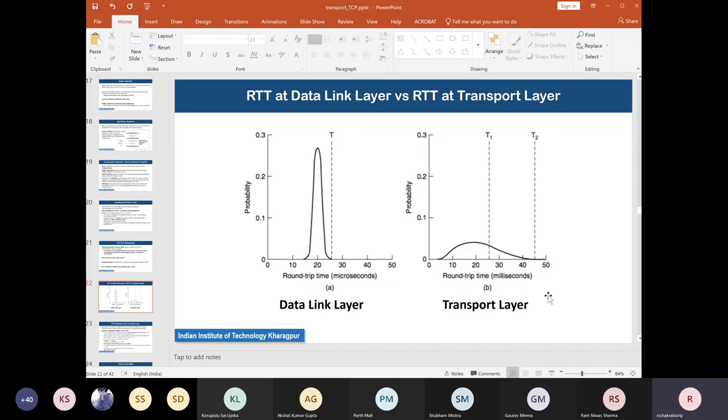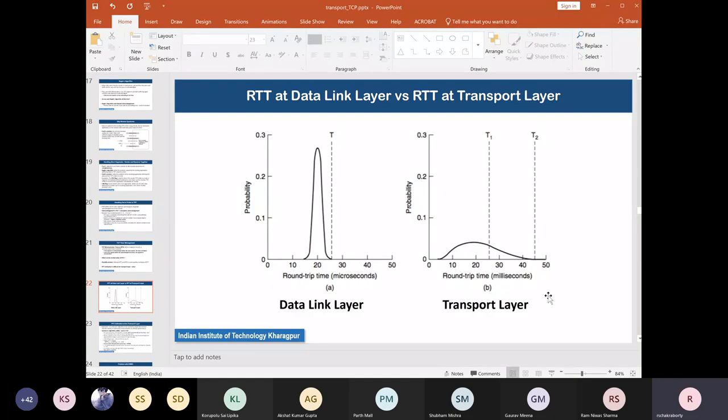Both are untrue. And in addition, within very short intervals of time, the actual round trip times can vary. So for segment number 100, it was 30 milliseconds. For segment number 101, it can become 60 milliseconds. Then again, for segment number 105, it can become 90 milliseconds, like that. So within a very short interval of time, it can vary widely.